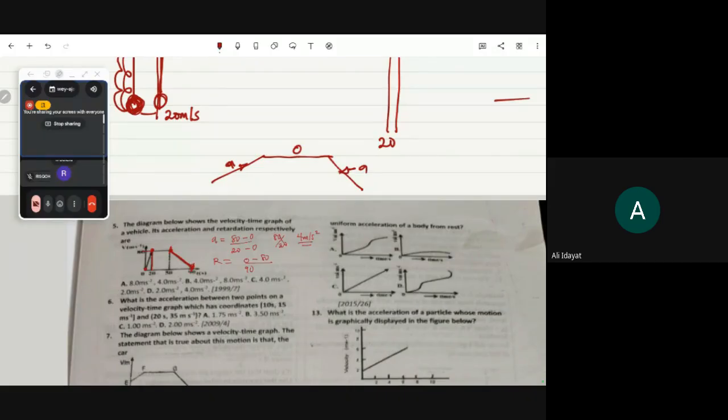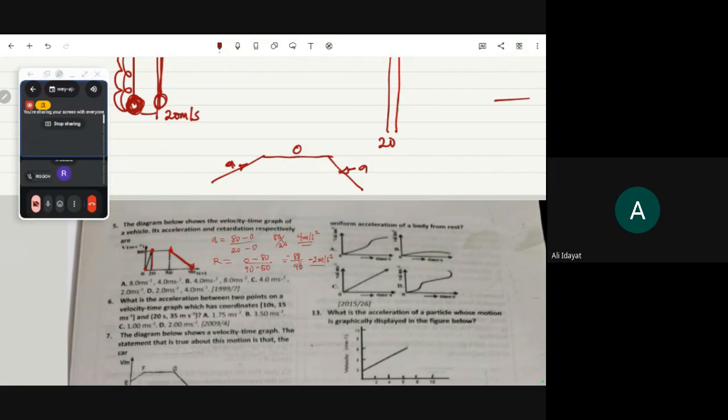90, is it 90? Yes, 90. 40. Okay, from here to here, 90 minus 50. So that will be negative 80 over 40. That will be 2 meters per second square, minus.